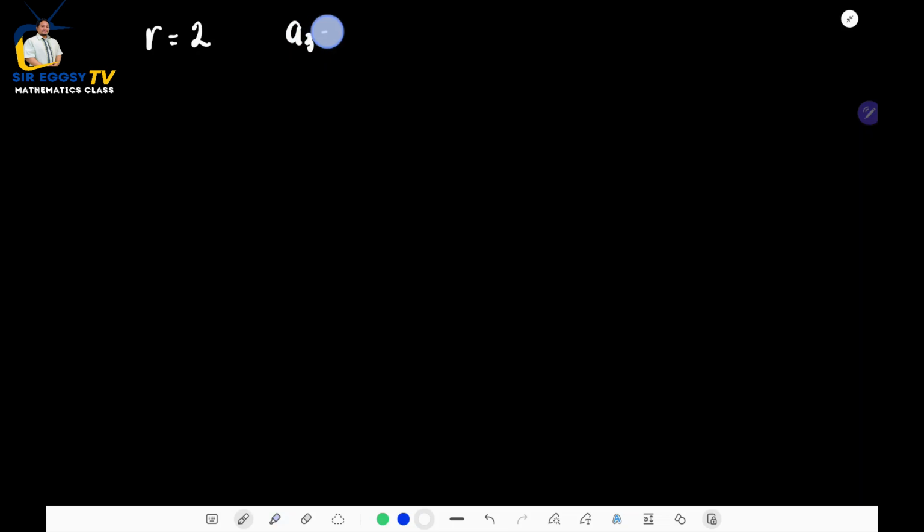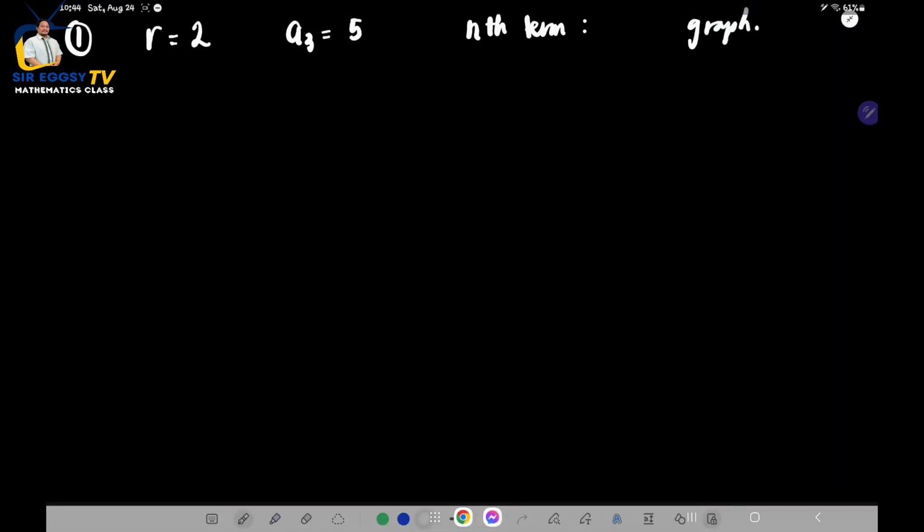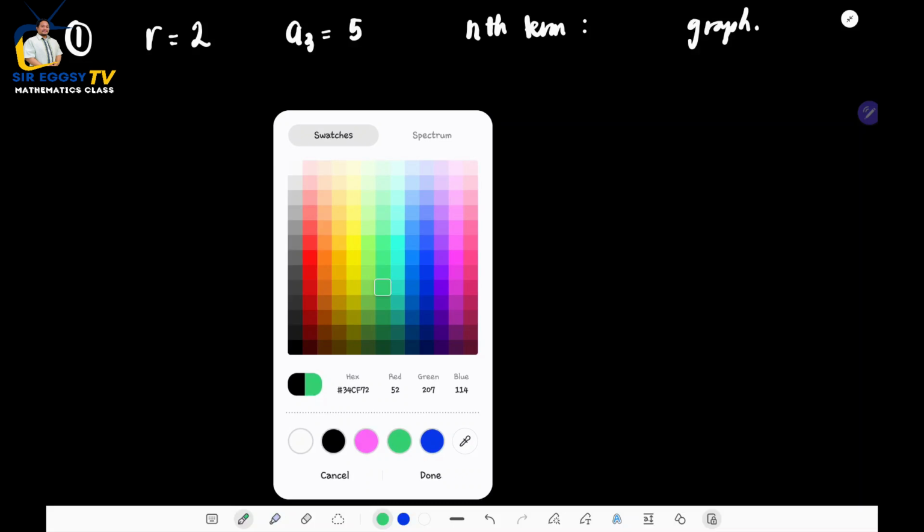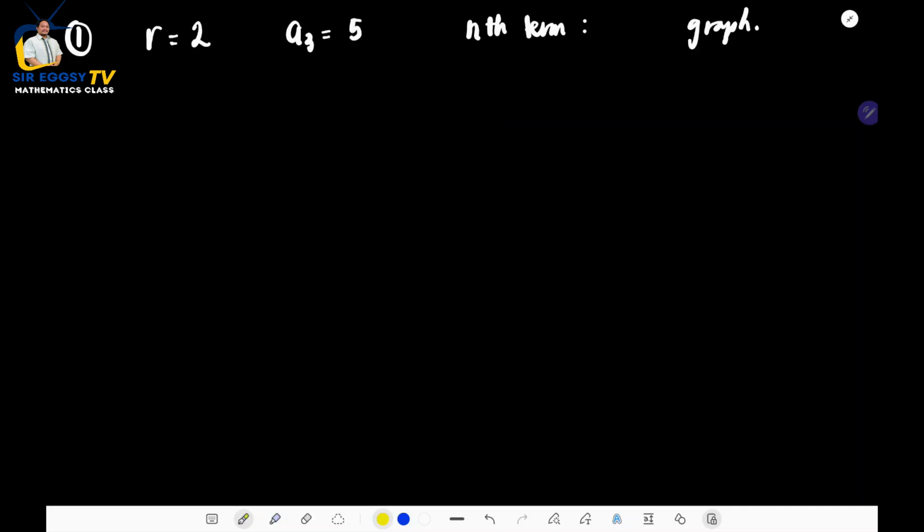Okay? And a sub 3, which is equal to 5. Okay? And what we are looking for is the nth term and the graph. Okay. Now, first, kunin muna natin ang a sub 1, kasi 'di ba? We need a sub 1 in order to get the nth term of a sequence.